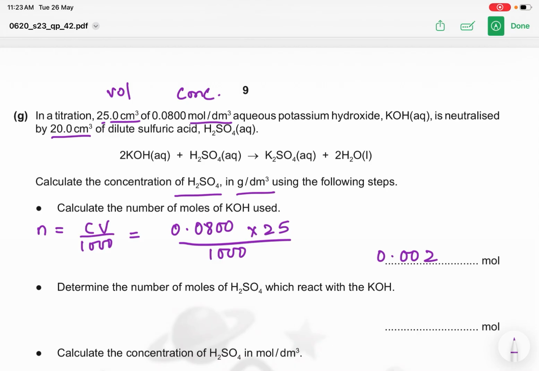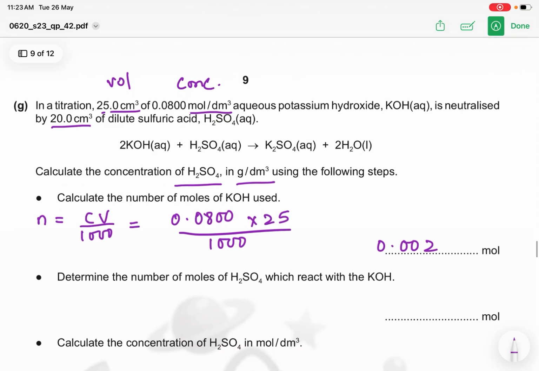So we will take a ratio of KOH to sulfuric acid. For that we will use the chemical equation given. H2SO4 to KOH: for KOH it is 2 and for H2SO4 it is 1. There is no stoichiometric coefficient written in front of H2SO4, so it is a 1 to 2 ratio.